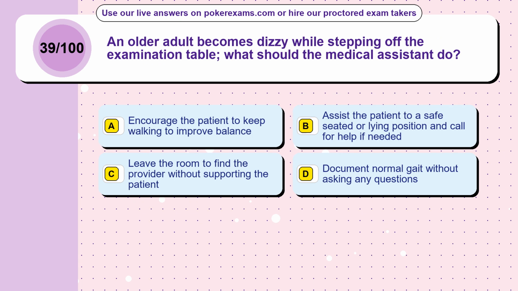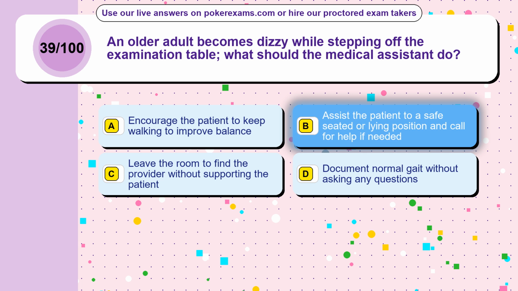Question 39. An older adult becomes dizzy while stepping off the examination table. What should the medical assistant do? Option A. Encourage the patient to keep walking to improve balance. Option B. Assist the patient to a safe seated or lying position and call for help if needed. Option C. Leave the room to find the provider without supporting the patient. Option D. Document normal gait without asking any questions.